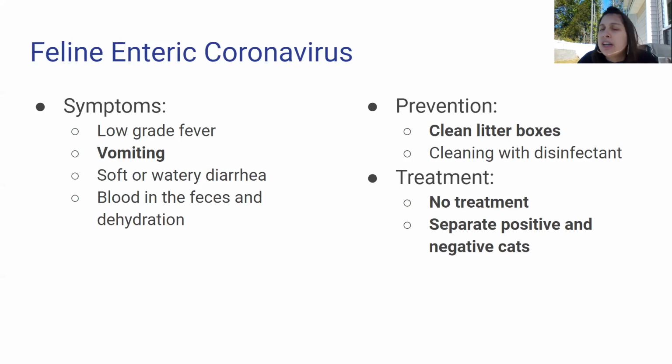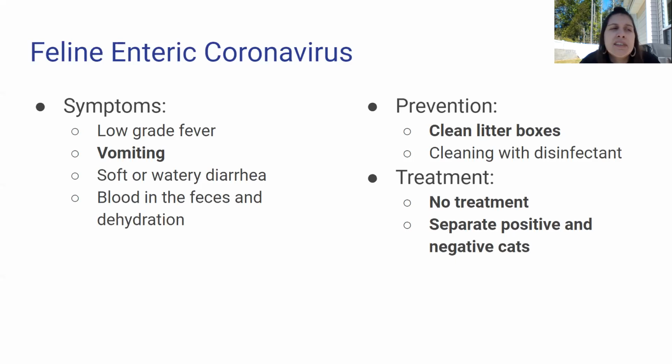If it's spread through contaminated feces, then the best thing you can do is to clean the litter boxes. Clean with disinfectant. Try to make sure that there's no poop in the litter box. Because if your cat gets it, there isn't any treatment. There isn't really anything that you can do other than separate the positive cats and the negative cats.